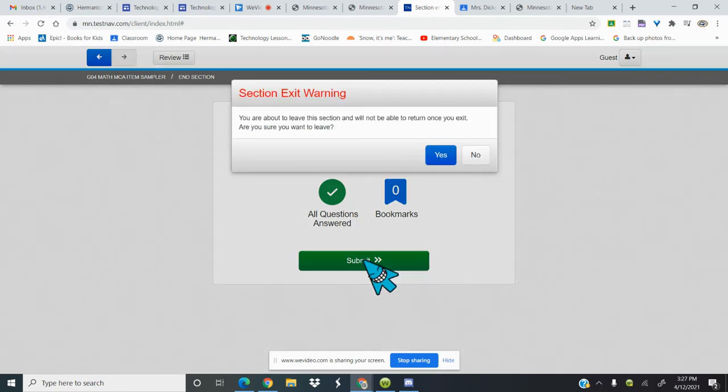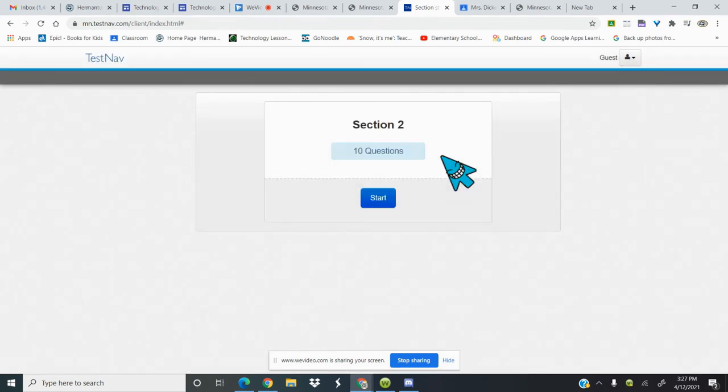All right, so I'm going to submit. So it says section exit warning. You're about to leave the section, will not be able to return once you exit. Are you sure you want to leave? I'll say yes. So they give you a warning and then they get you to section 2.